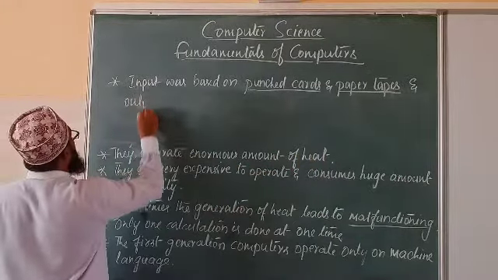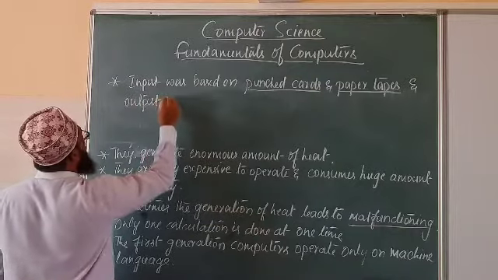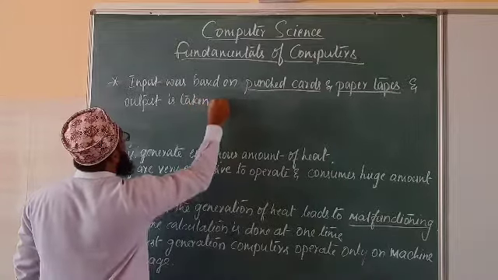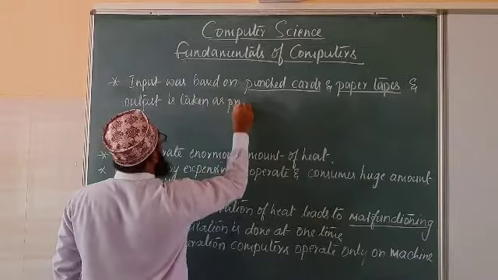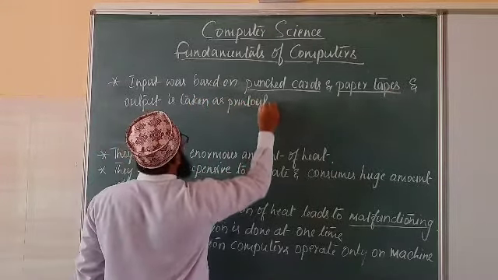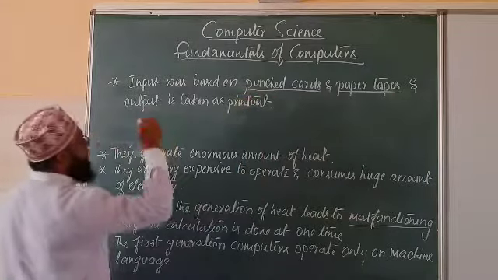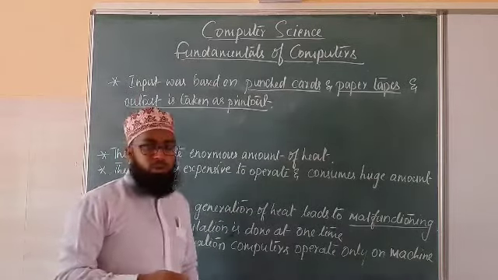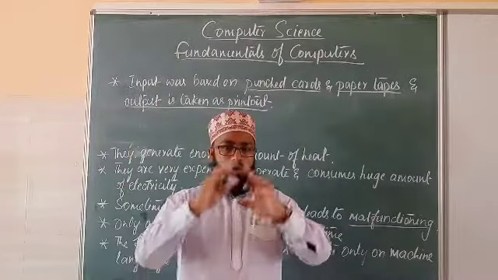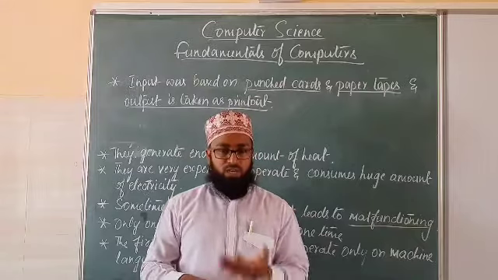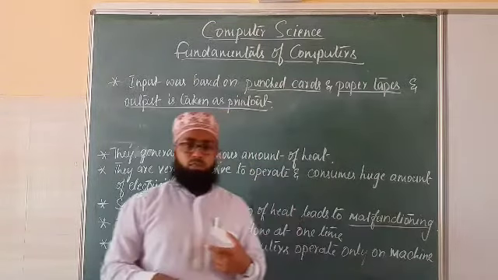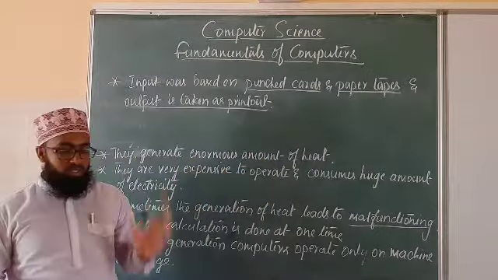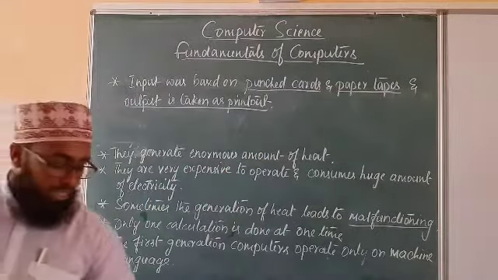And output is taken as printout. In the form of printout, the output was taken. But now we can see the output on the monitor itself, and after that, if needed, we can take the printout. But in first generation computers, the output was taken as printout.